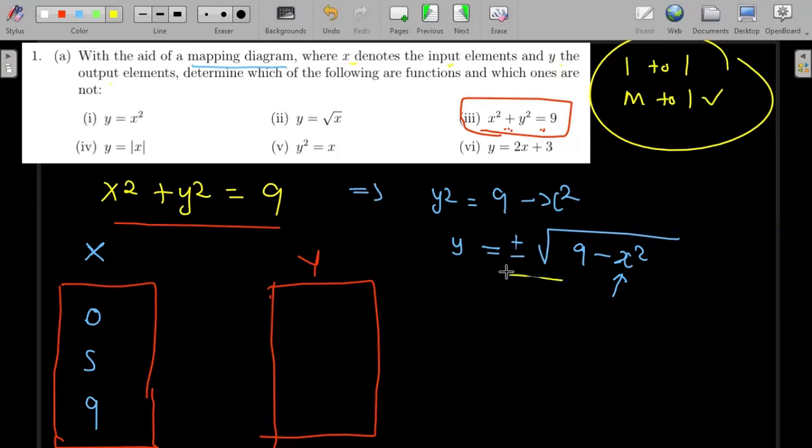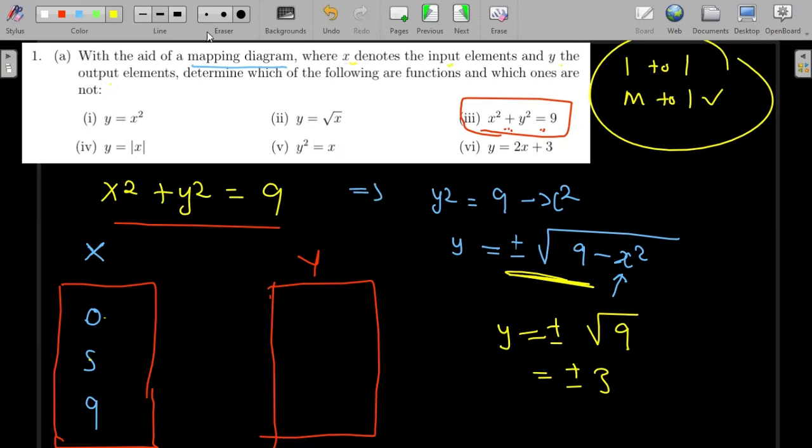Remember my y is given by this equation. So if my x is 0, then y is equal to plus or minus the root of 9, because the x squared there will just be 0. So what is the root of 9? Plus or minus root of 9 is 3. So it means this 0 here will be mapped to two values, plus 3 and minus 3. What if my x is 5? If my x is 5, what am I going to have?